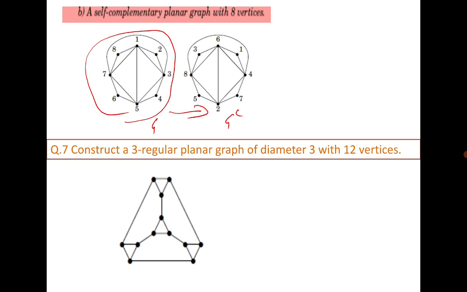The next question is, we need to construct a 3 regular graph of diameter 3 with 12 vertices. Please do try these exercises by yourself. The answer may not be unique. So this is a very interesting example. It is not easy to construct, but you can observe by yourself that it is 3 regular. Its diameter is 3. From one vertex you can always reach the other vertex with a path of maximum length 3, and its order is 12.